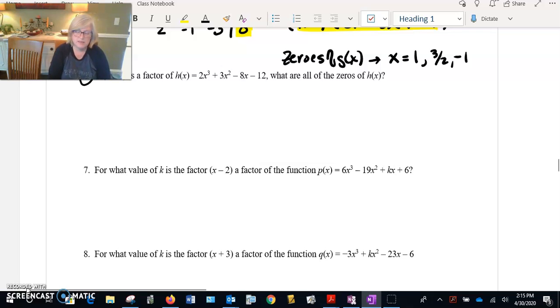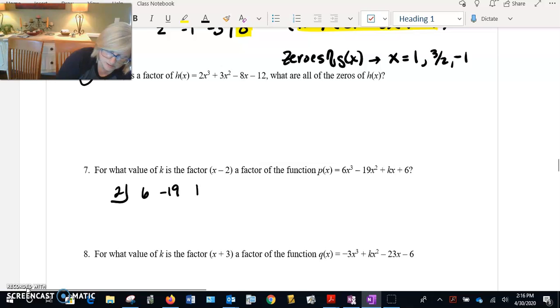For what value of k is x minus 2 a factor? Again, remember, to be a factor, it has to have a remainder of 0. I'm going to use synthetic division because it's way faster. So I need a 6, negative 19, k, and 6. So drop, multiply, negative 7, negative 14, k minus 14.